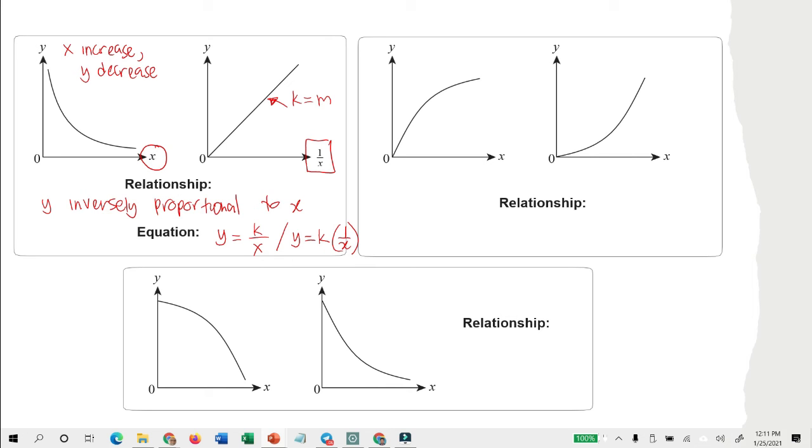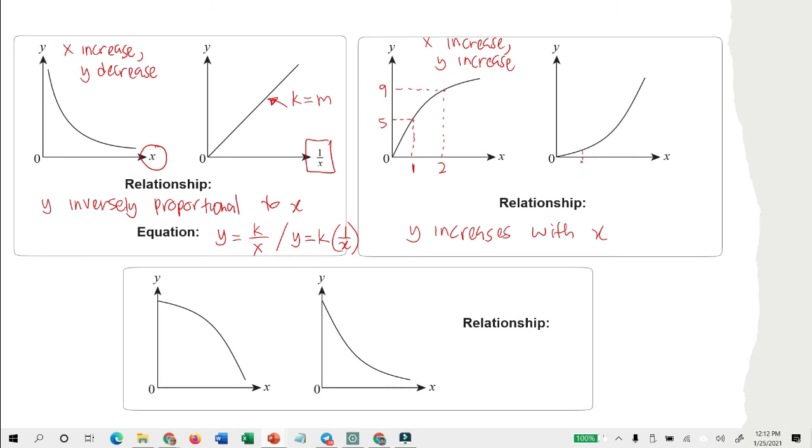Next. So the relationship for this case is y increases with x. Because if we notice, when x increases, y also increases. For example, let's say we take two values on this graph. Let's say this is 1 and this is 2. When x is 1, maybe y is 5, and when x is 2, maybe you get 9. So what happened when x increased from 1 to 2? y also increased from 5 to 9. So x increases, y also increases.